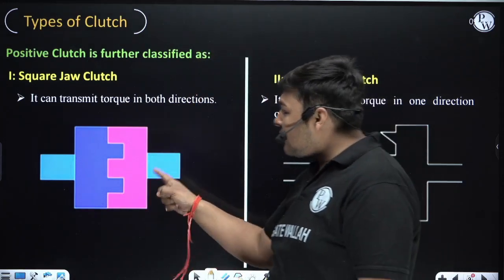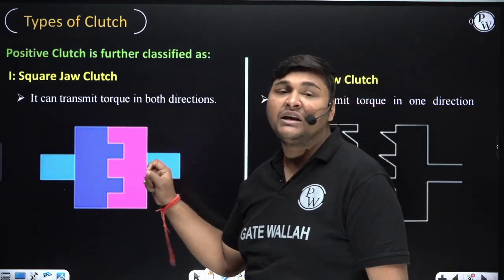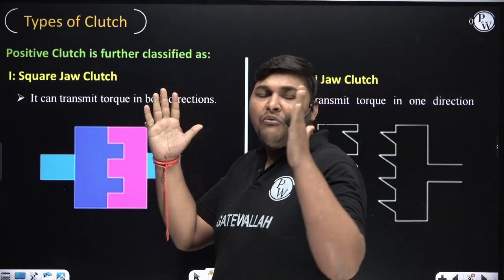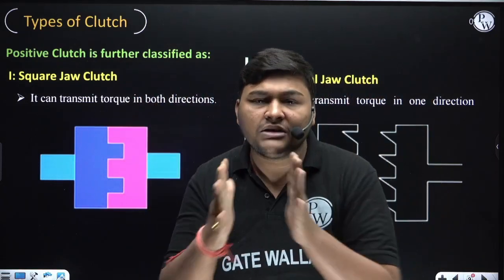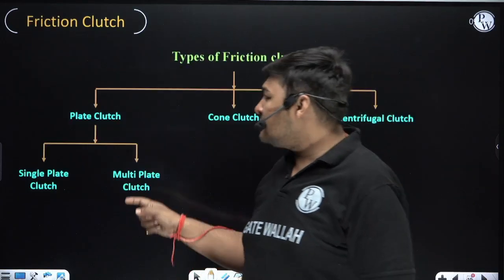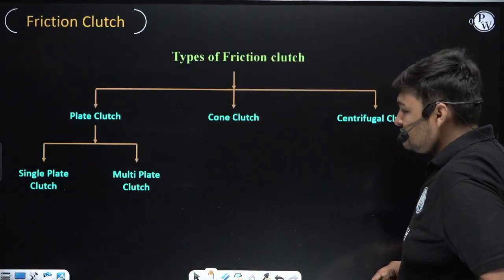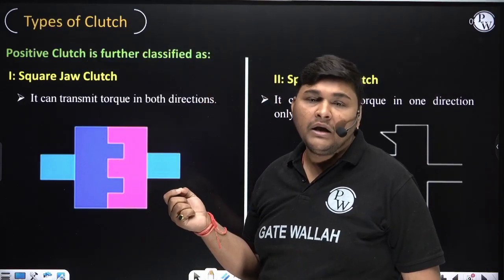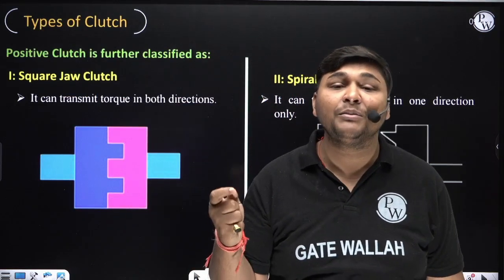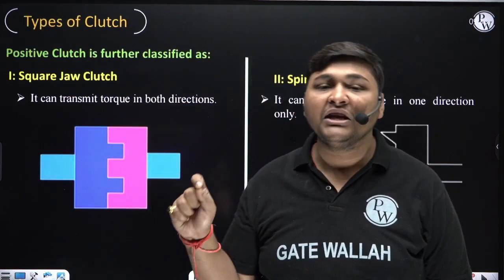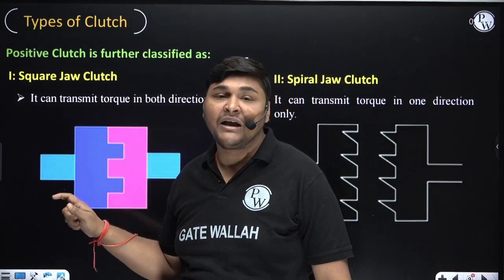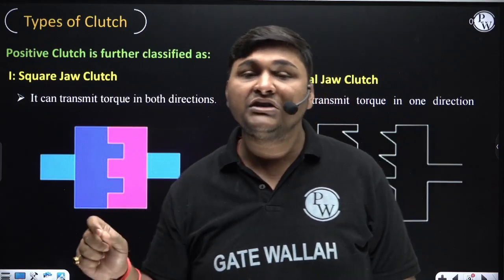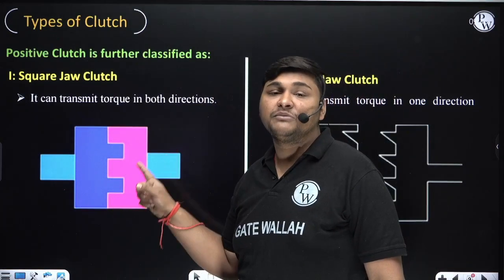Now, what is the problem with this positive clutch? Here, we have made a teeth arrangement. What will happen when these are disengaged and you try to engage this clutch? There is a chance that the teeth can break, especially when the speed of the system is very high. If you are engaging or disengaging this clutch at very high speed, there are chances that the teeth of the clutch can break because sudden engagement or disengagement will occur.